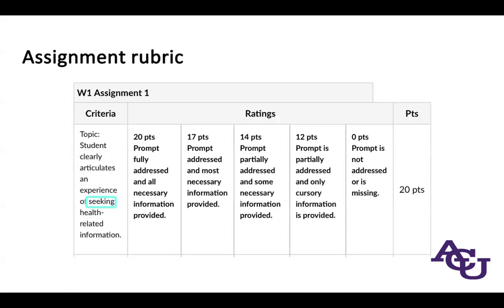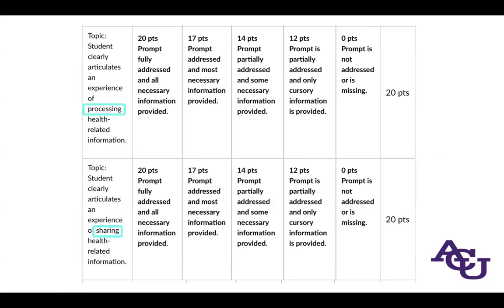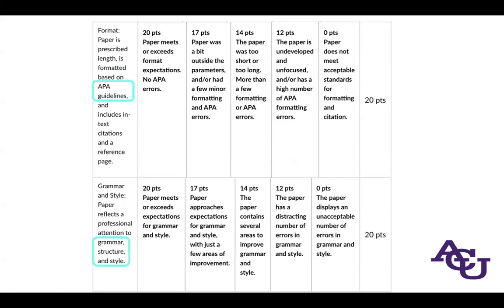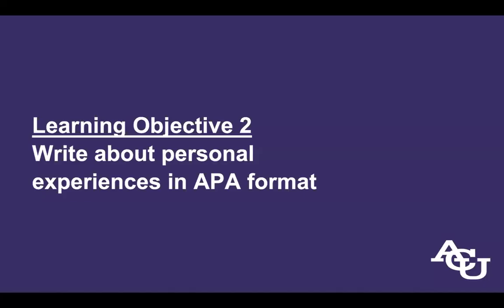And here is the assignment rubric. You'll see you get 20 points for your anecdote on seeking health-related information, 20 points each for processing and sharing health-related information, 20 points for complying with APA guidelines, and 20 points for grammar, structure, and style for a total of 100 points.